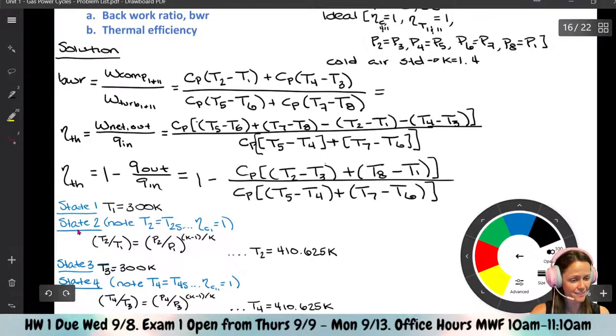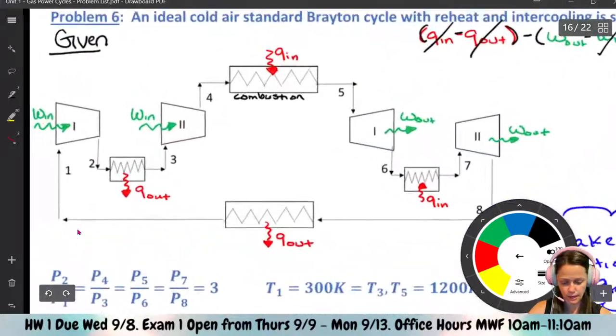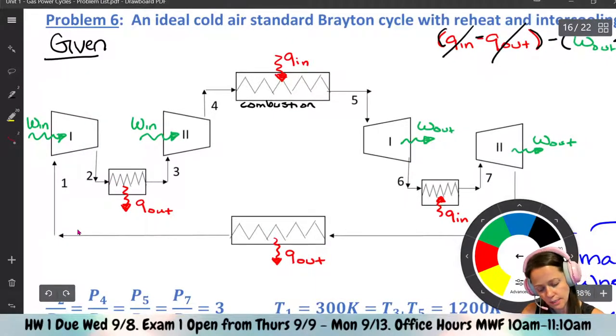Oh yeah, I have a quick question. So like state 4 equaling state 4S, what does the S represent again? It's the temperature after the isentropic process. So T4 is equal to T4S. Why is that? It's because we said that the isentropic efficiency of this guy is 1.